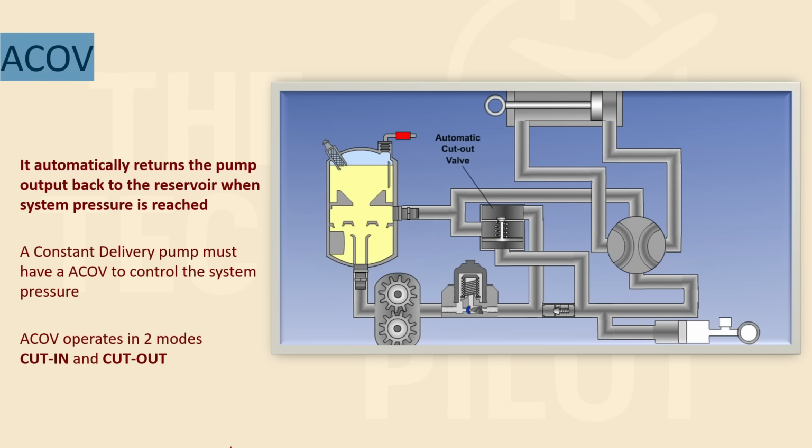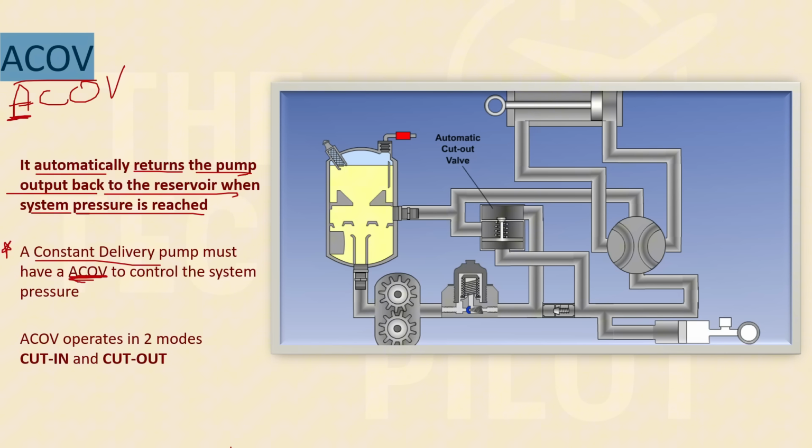So next we have is ACOV, that is automatic cut out valve. As the name suggests, it is automatic, and what it does is it automatically returns the pump output back to the reservoir when system pressure is reached. And how it works, we'll see that. But it was very important when it came to a constant delivery pump or a fixed volume pump. If you remember, a constant delivery pump or a fixed volume pump always needs two extra components, that is an ACOV and an accumulator.